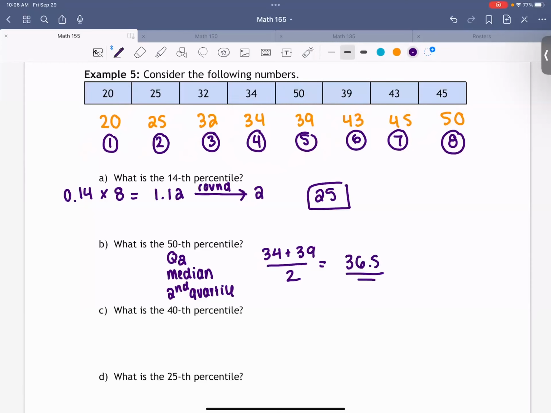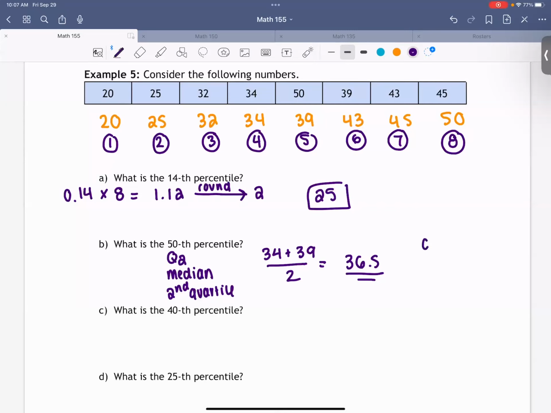Sounds about right. So when you're asked for the 50th percentile, just find the median. You really don't have to. No, you should probably get the same answer. I'm doubting myself, but yes, you should get the same answer.